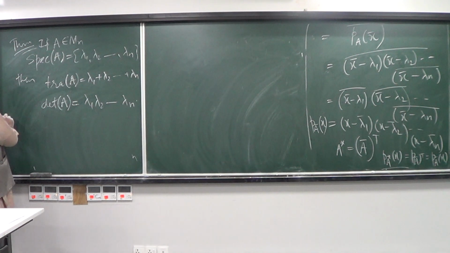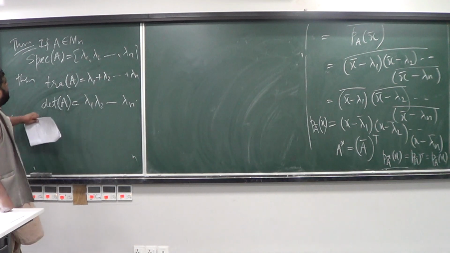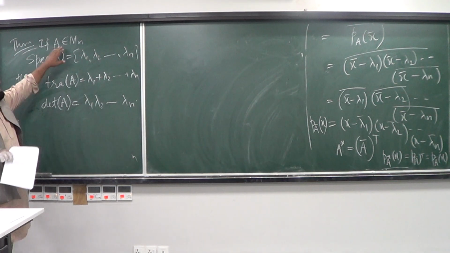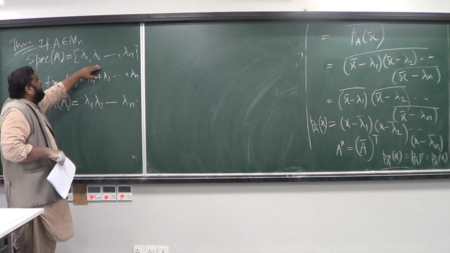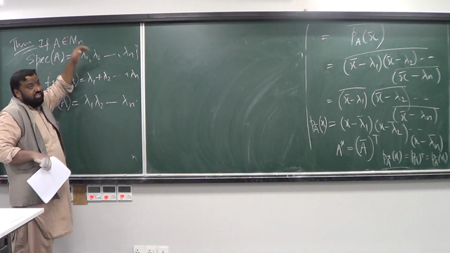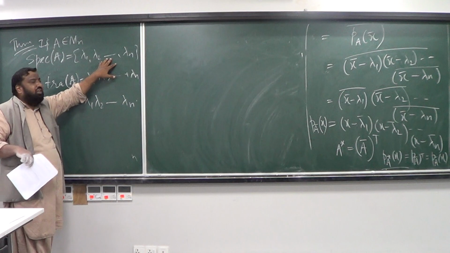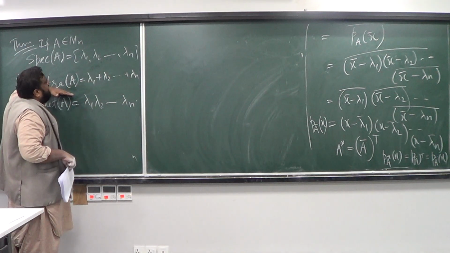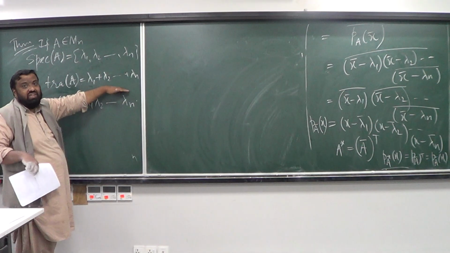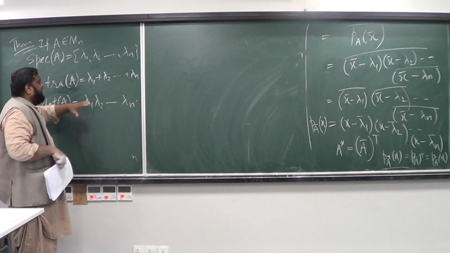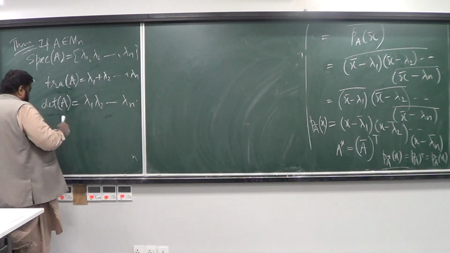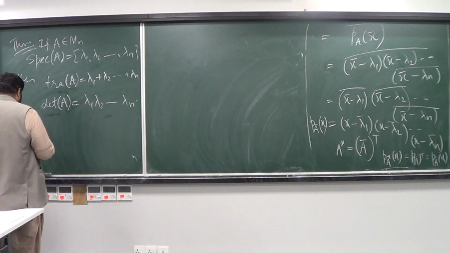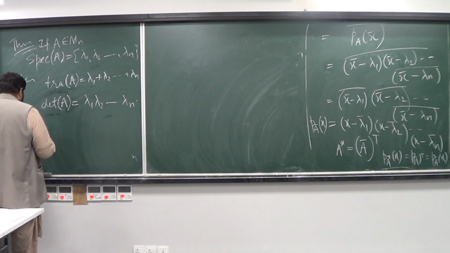So what is the interesting benefit of this theorem? If for a matrix you know the eigenvalues, say it's a complicated kind of matrix for which you know the eigenvalues, then it's easy to calculate its trace. It's the sum of the eigenvalues. It's easy to calculate its determinant. It's the product of the eigenvalues.